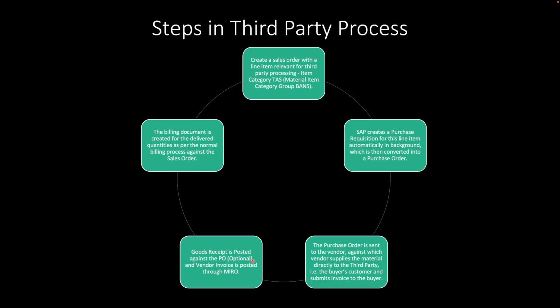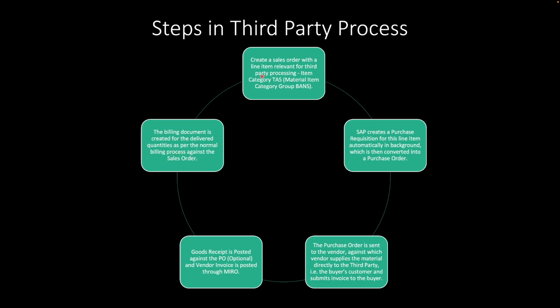Now this is an optional step because you are not receiving the material physically. So you can create a goods receipt, or you can simply do away with this process and directly process the vendor invoice through T-code MIRO. Okay, and once you have processed the invoice from the vendor, you will raise the bill to your customer against the delivered quantity as per the normal billing process against the sales order.